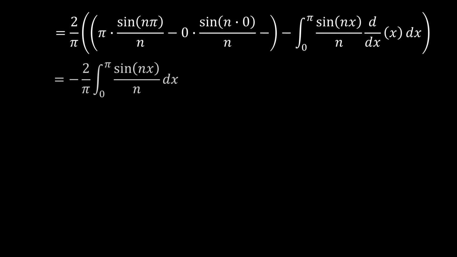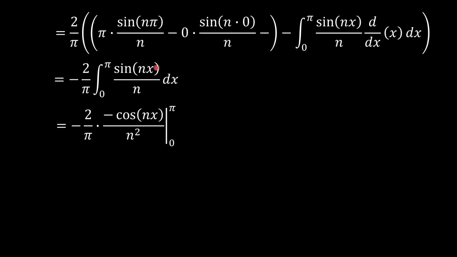So we're left with 2 over pi times the negative integral from 0 to pi of sine nx over n times the derivative of x. The derivative of x is 1. So our integral has now reduced to negative 2 over pi times the integral from 0 to pi of sine nx over n.